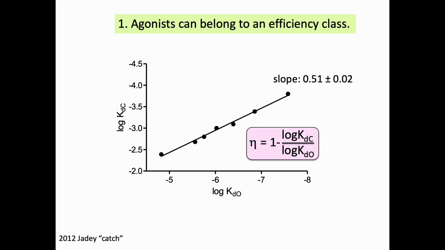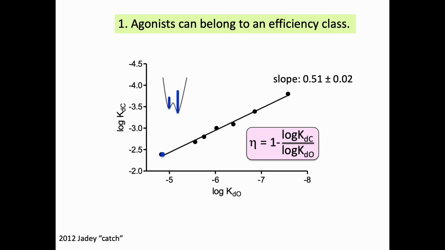So what that means in terms of our energy landscape is that the lengths of the lines and the difference between the lengths of the lines can change. That's affinity and efficacy, but the slope of the line stays the same, the ratio of the two lines. So that's the definition of an efficiency class. So that was a surprise.